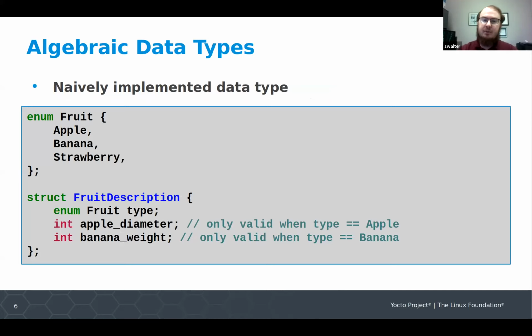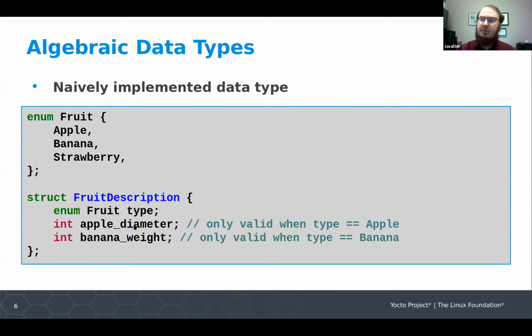A lot of languages have this in the form of enums. But to flesh this out and give a more concrete example, suppose you wanted to have a type that could describe a certain type of fruit. So you've got apple, banana, strawberry, say. And suppose that you had some additional attributes that you wanted to describe about those things. Say for the apple only, you want to be able to describe its diameter. And suppose for the banana only, you want to be able to tell about its weight. But these things are only used when the enum is of a certain type.